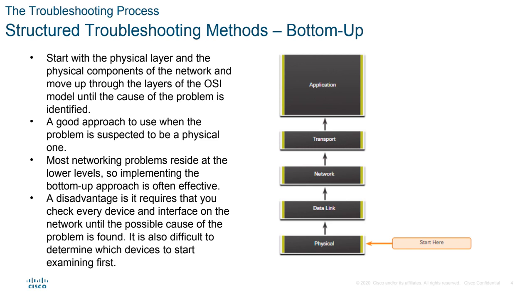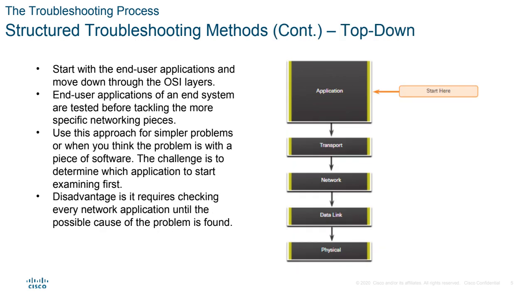Because most networking problems reside at the lower level, it's better to implement the bottom-up approach. When you reach the application, this is the top-down approach. You start with the end-user application and move down through the OSI layers until you reach the physical layer. Okay?